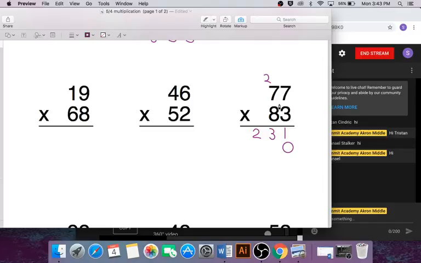We have 8 times 7, which is 56. We're going to put down our 6. We're going to carry our 5. 8 times 7 is again 56, plus our 5 is going to be 61. We're going to put down our 1 under our 2 and our 6 beside it because we need to make sure we're lining up place value.